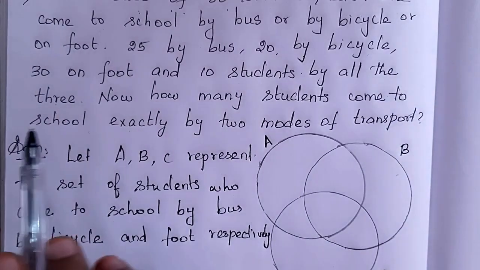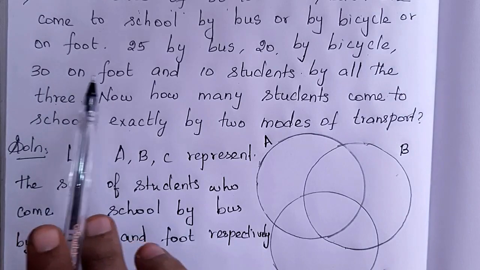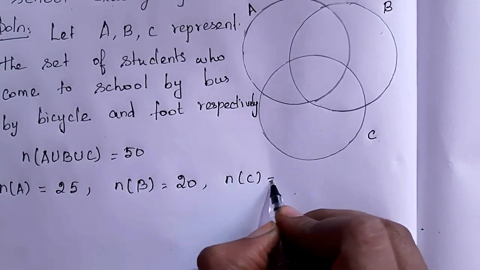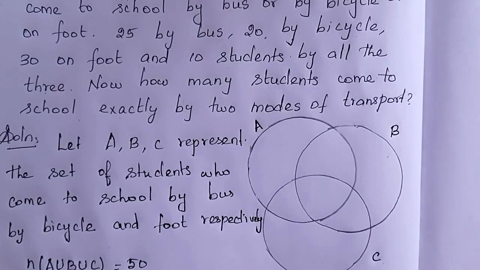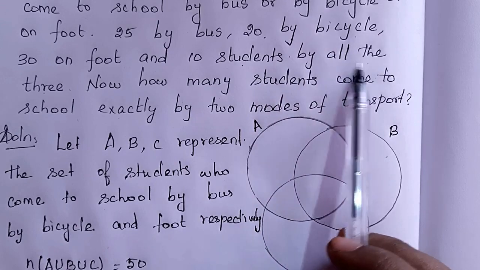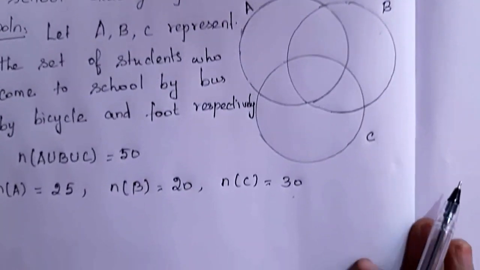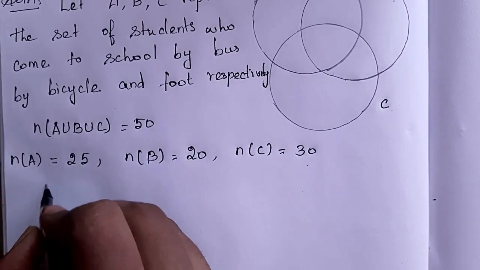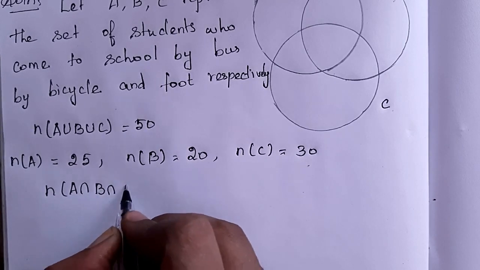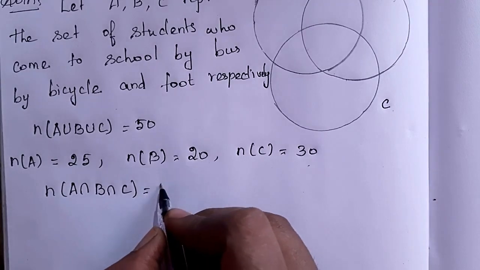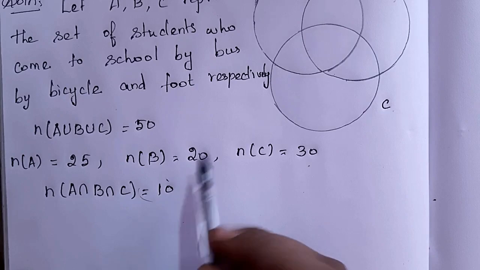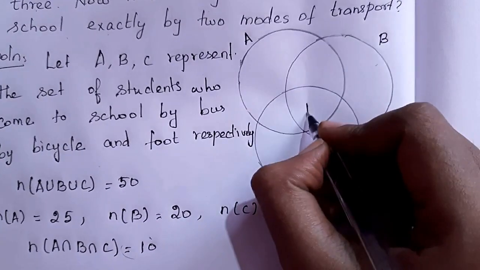Next, 30 on foot. So N of C equal to 30. Also given 10 students by all the three. Okay. So N of A intersection B intersection C equal to 10. So we can mention this in the Venn diagram. So 10 you can write here. Okay.